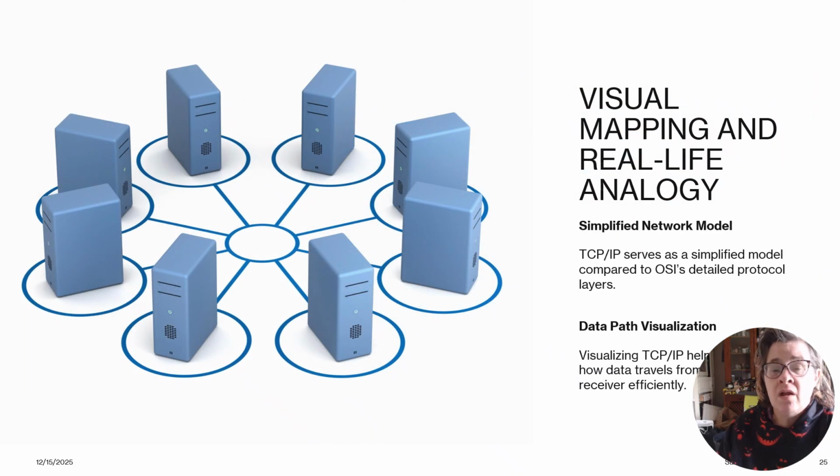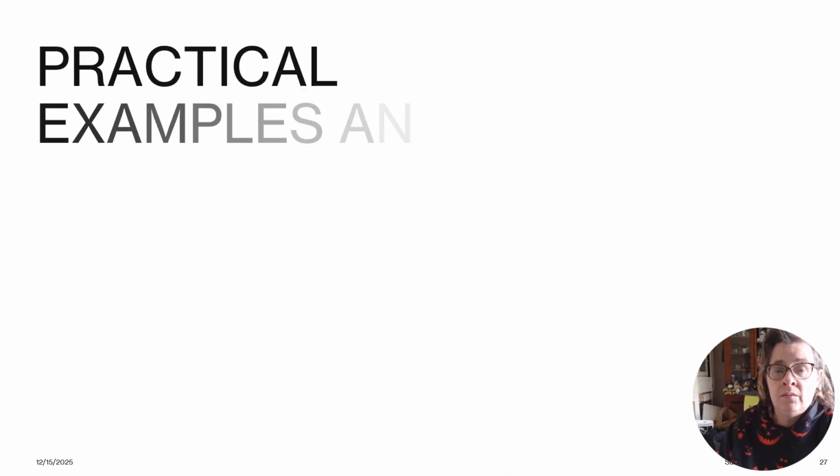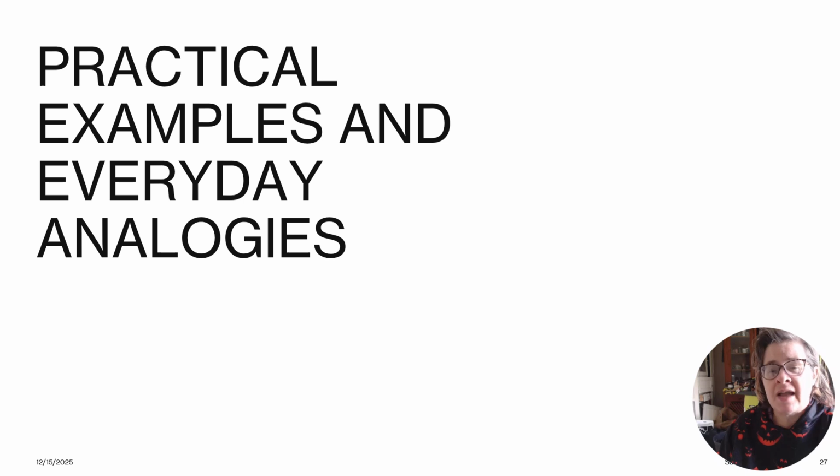Okay? Imagine TCP/IP as a simplified map of OSI's detailed routes, making it easier to follow the data path from sender to receiver. TCP/IP is preferred due to its simplicity, flexibility, and alignment with the Internet's architecture, forming the backbone of modern networking. To better understand, we'll look at how everyday activities like web browsing, emailing, and phone calls relate to the OSI and TCP layers.